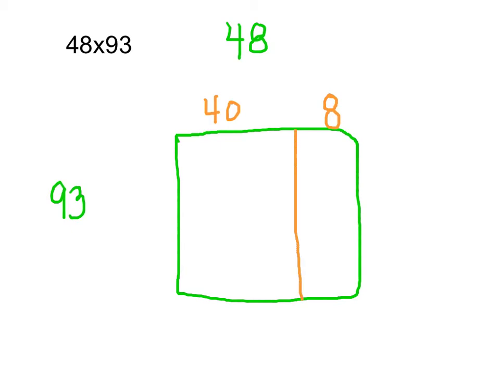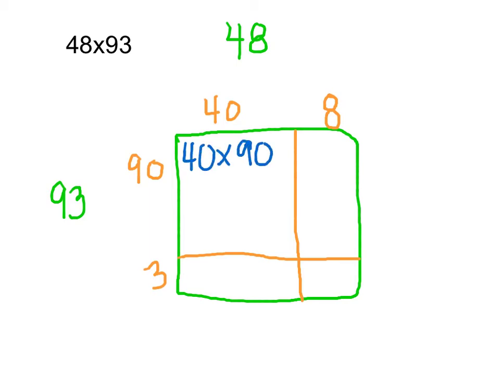So I'm going to cut the array into two pieces. With 93, I'm going to break it up into 90 and 3, and cut the array on the side. Now within the big array, I have 4 different problems. The first one's going to be 40 times 90. The second one's going to be 8 times 90. Then I have 40 times 3 down below, and I have 8 times 3. I need to solve all of these problems in order to figure out the total amount for 48 times 93.